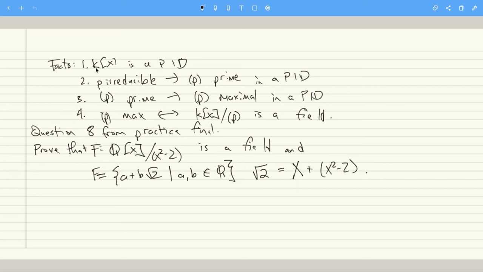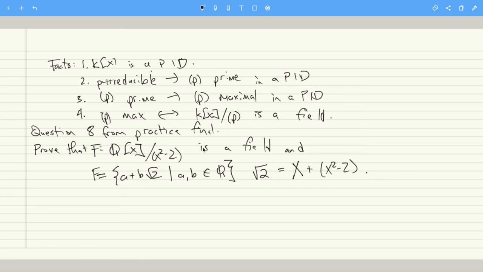First, that if K is a field, the ring of polynomials is a principal ideal domain. You need that fact. Then we need some facts about principal ideal domains: if you have an irreducible element of a principal ideal domain, then that element generates a prime ideal, and in a PID that prime ideal also has to be maximal. And an ideal is maximal if and only if the quotient of the ring by that ideal is a field.